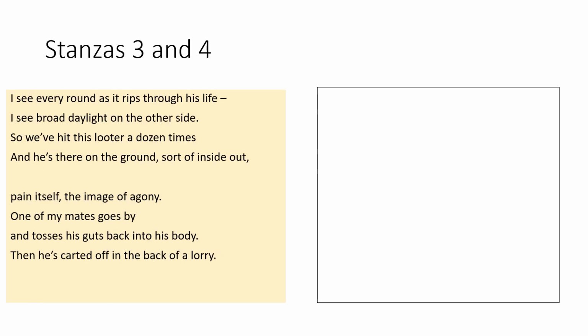Then in stanza 3 and 4, there's an acknowledgement of what happened. I see every round as it rips through his life. I see broad daylight on the other side. So we've hit this looter a dozen times and he's there on the ground, sort of inside out. Pain itself, the image of agony. One of my mates goes by and tosses his guts back into his body. Then he's carted off in the back of a lorry.